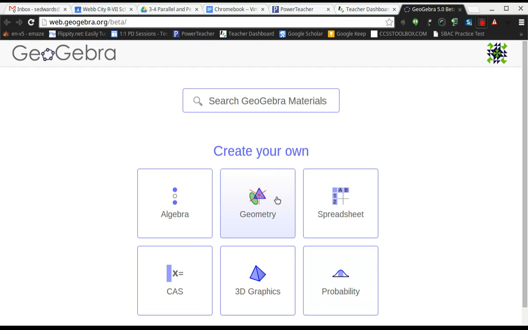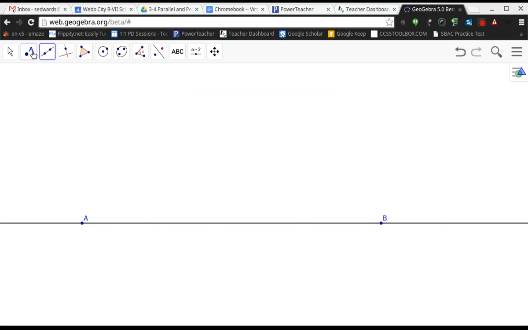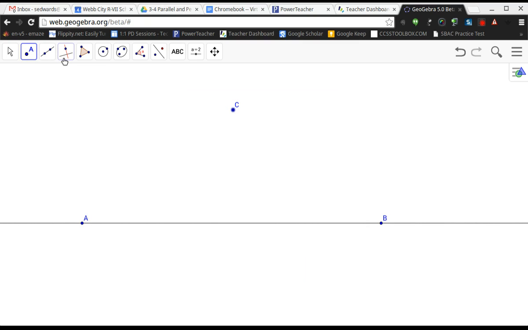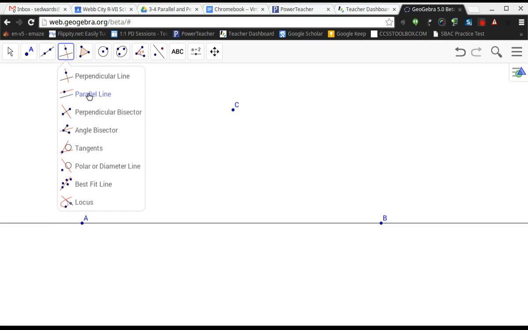Open up GeoGebra, go to Geometry. And on the first one, you're going to be creating parallel lines. So we're going to create lines. And now we want to create a point that's not on the line, so we can make a parallel line.